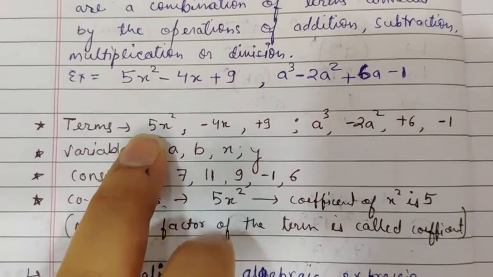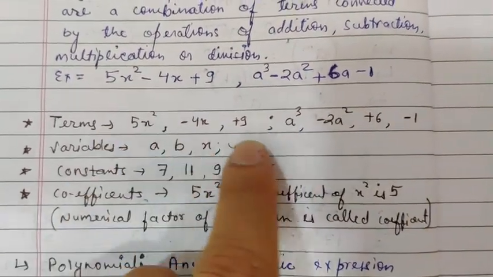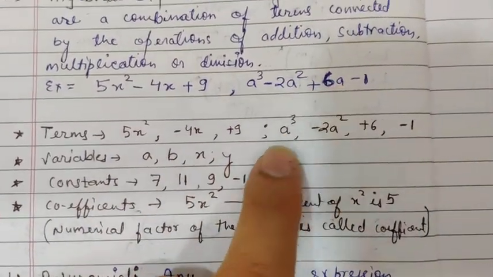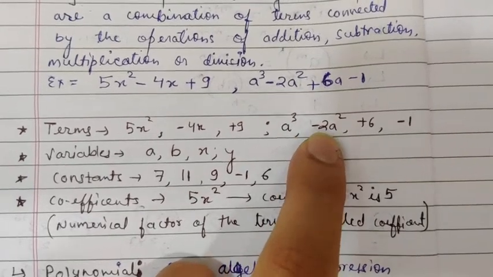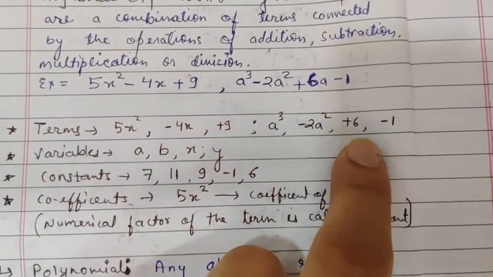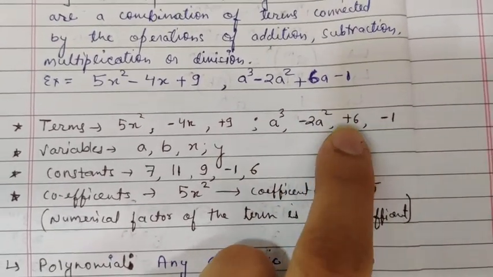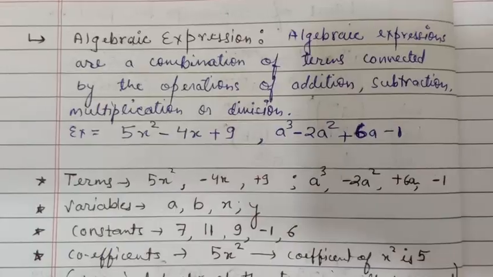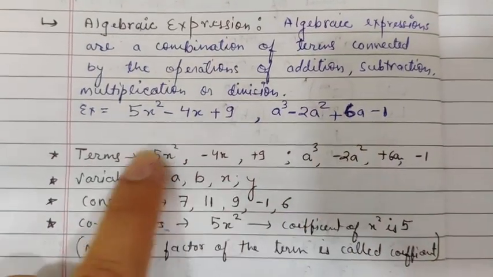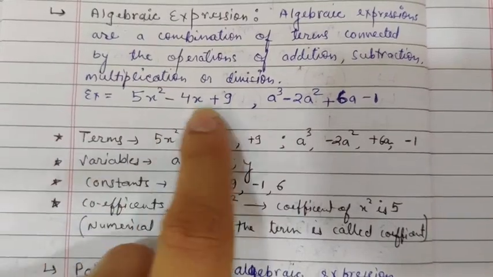As we have discussed about the terms here, these all are the terms. In the second expression, a cube is itself a term, minus 2a square is a term, plus 6 is a term and minus 6a, it should be 6a. Now what about the variables?